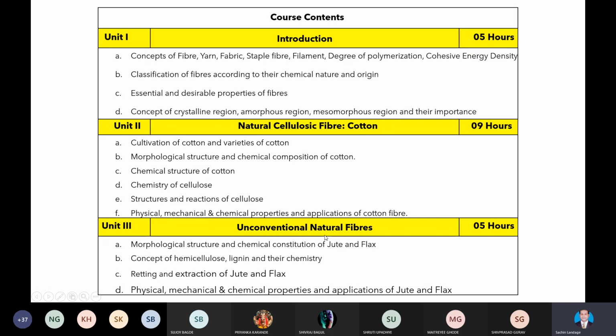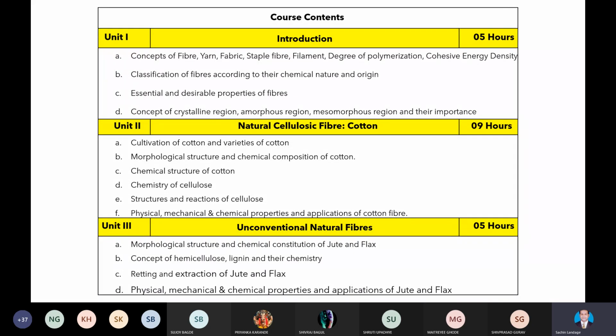Fourth unit also, wherever you are going to study the cellulosic fiber fabrics, these things are there, whatever the D point, E point will be there. Even in jute, flax, we are going to get, even in viscose yarn, we are going to get, in acetate also we are going to get, these reactions of the cellulose. So just like oxycellulose formation, hydrocellulose formation, all these things we are going to study. And last point, that is the physical, mechanical, and chemical properties and applications of cotton fiber we are going to study.